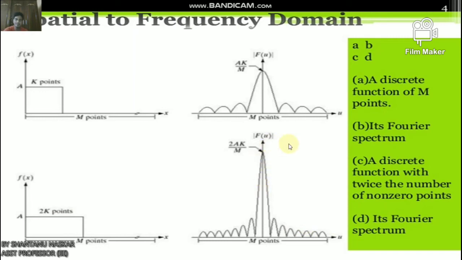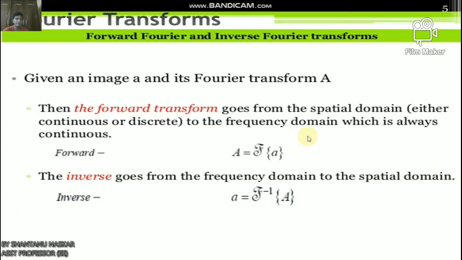So just for example, now the Fourier transform: forward Fourier and inverse Fourier transform. Given an image a and its Fourier transform capital A, the forward transform goes from the spatial domain, either continuous or discrete, to the frequency domain, which is always forward. So capital A equals Fourier of a, and the inverse goes from the frequency domain to the spatial domain, small a equals Fourier inverse of capital A.